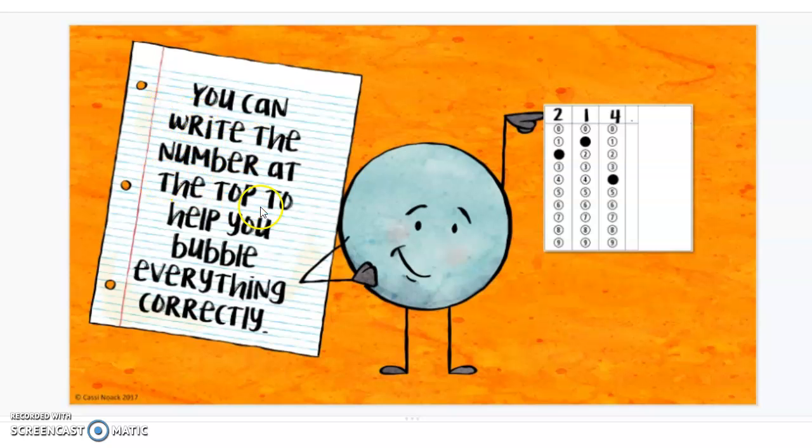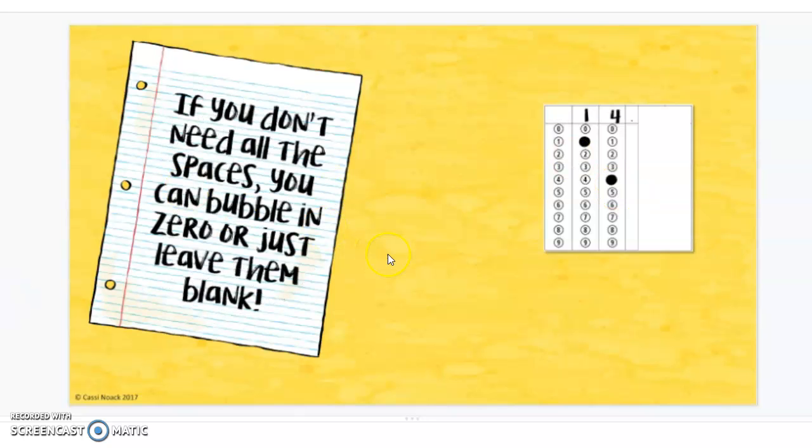You can write the number at the top to help you bubble everything correctly. For example, they gave you 214, so you would bubble in the 2, the 1, and the 4. If you don't need all the spaces, you can bubble in 0 or just leave them blank. In this example the answer is 14. You could bubble in 0 for the hundreds place, and then you would bubble in your 1 and your 4 for the tens and the ones place.